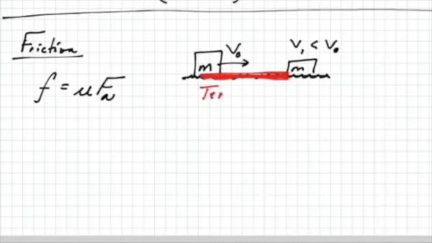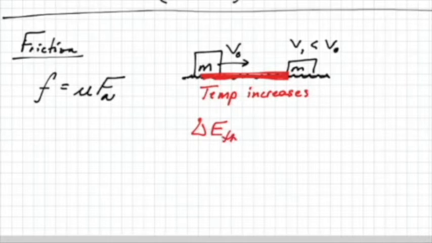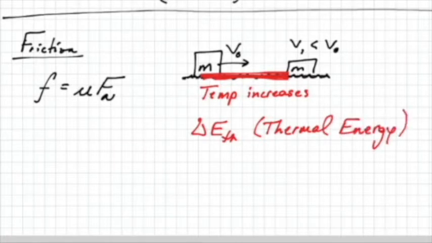Right? Temperature increases. Okay? So that means there's some exchange of heat energy. Okay? And we define this then as a change in thermal energy. Okay? And because we know that friction is a force doing work, it follows that a work because of friction changes our thermal energy.